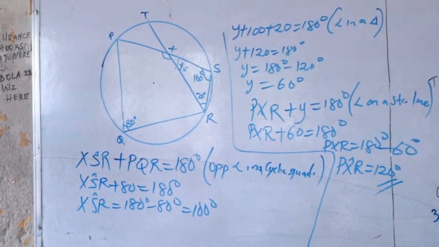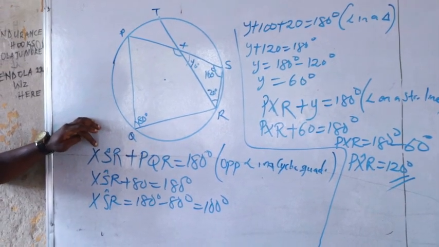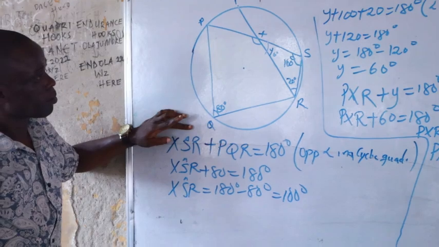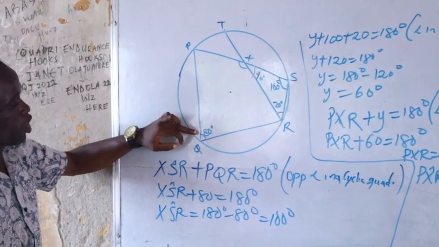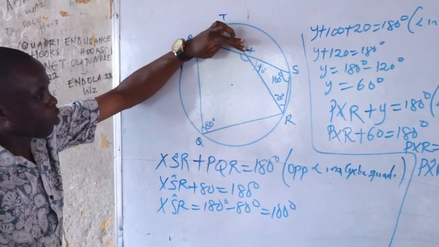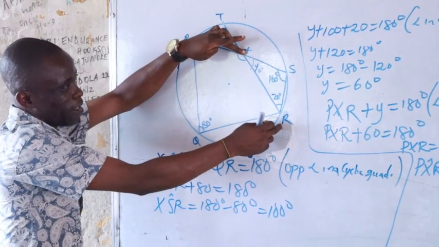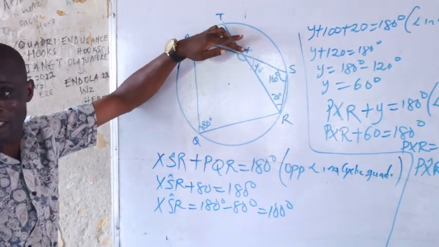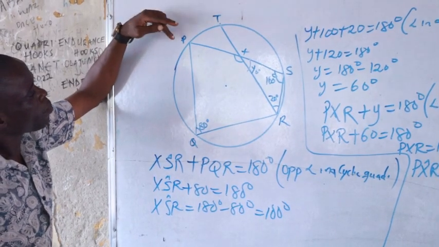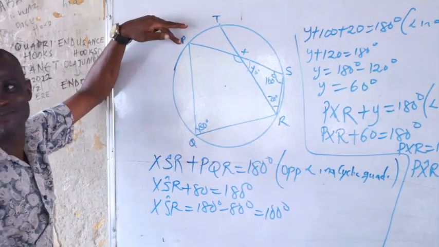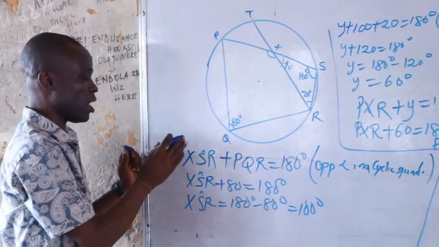But there's something I want to correct here. XSR, then plus this one. You will discover that when you take this as a point, this and this one, that's not exactly a quadrilateral. So let's change this one to PSR.